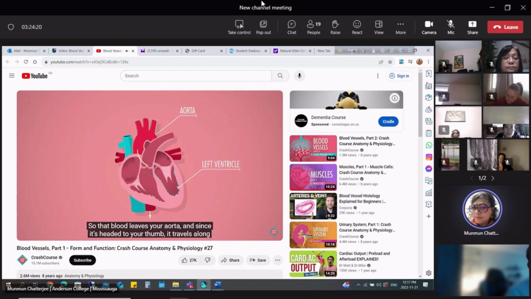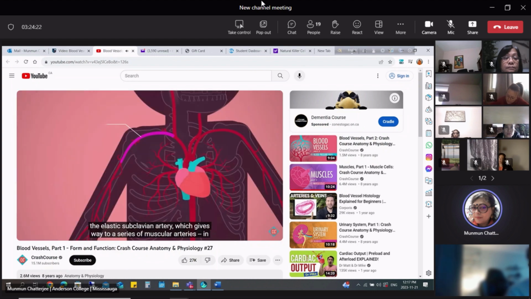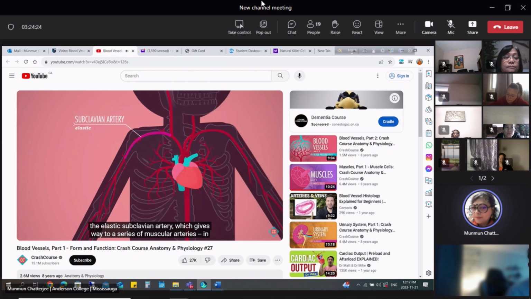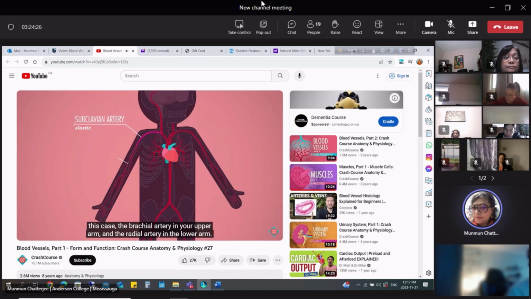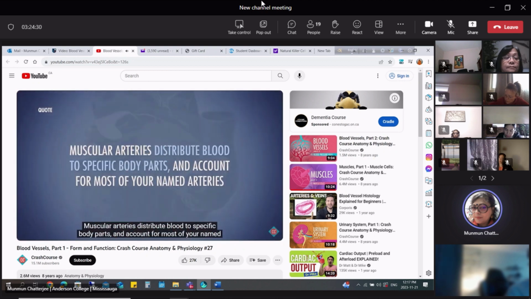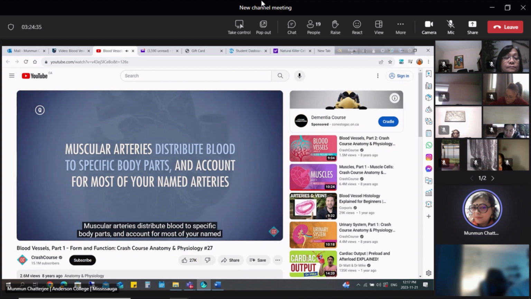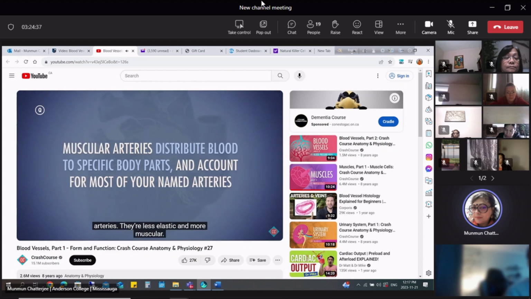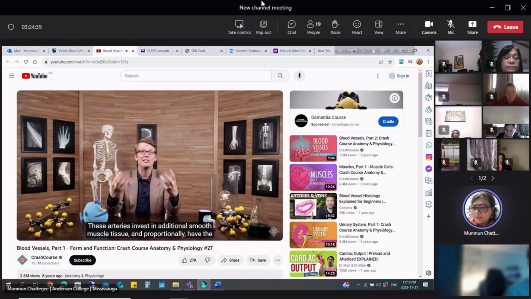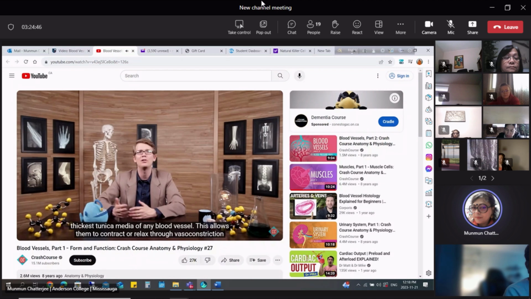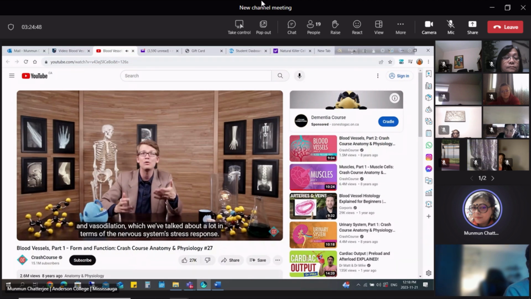So that blood leaves your aorta, and since it's heading to your thumb, it travels along the elastic subclavian artery, which gives way to a series of muscular arteries, in this case the brachial artery in your upper arm and the radial artery in the lower arm. Muscular arteries distribute blood to specific body parts and account for most of your named arteries. They're less elastic and more muscular. These arteries invest in additional smooth muscle tissue and proportionally have the thickest tunica media of any blood vessel. This allows them to contract or relax through vasoconstriction and vasodilation, which we've talked about a lot in terms of the nervous system's stress response.